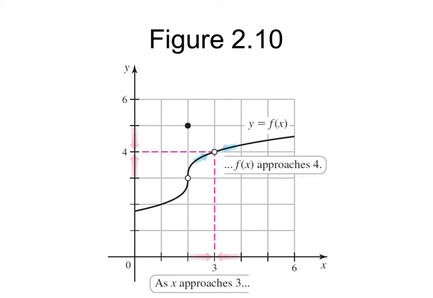And so going with the same rationale as we approach the left and we approach the right, what's the y value we're approaching? Well, it's 4. So we say as x approaches 3, then f of x approaches 4.